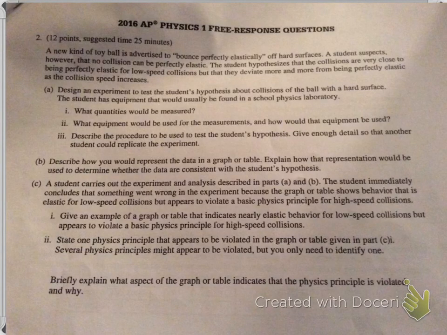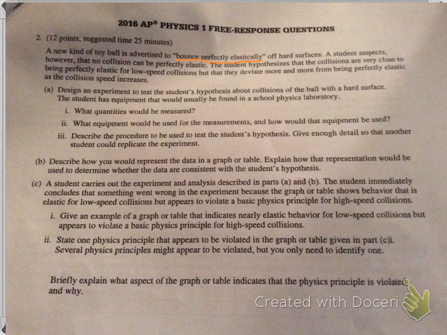Okay, here's another video, and this is on the experiment problem on the 2016 AP test. So here we go. A new kind of toy ball is advertised to bounce perfectly elastically off hard surfaces. A student suspects, however, that no collision can be perfectly elastic.